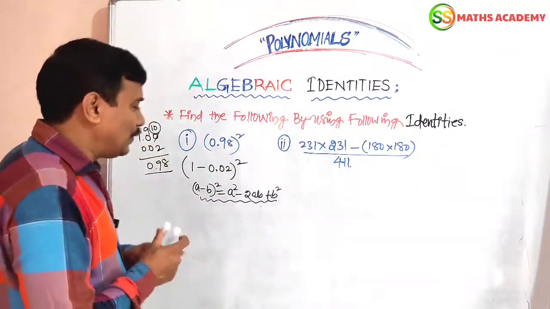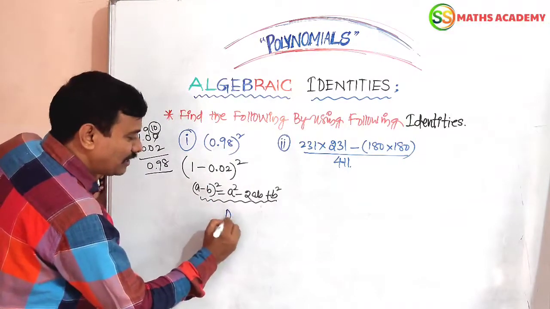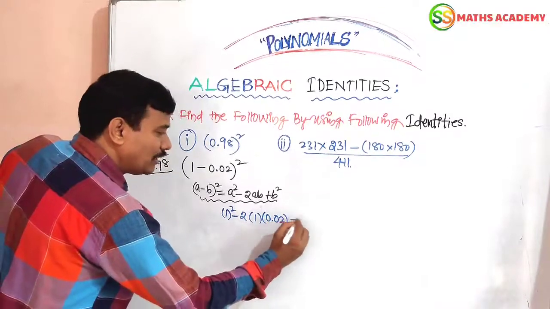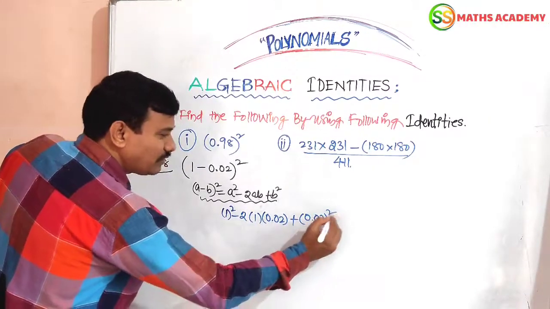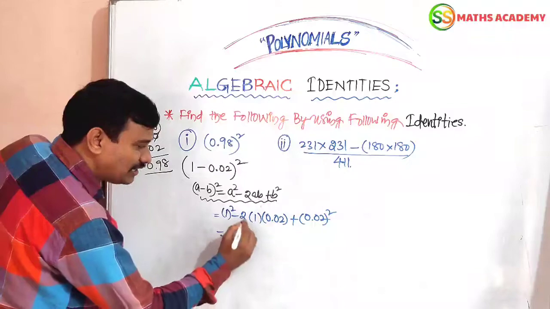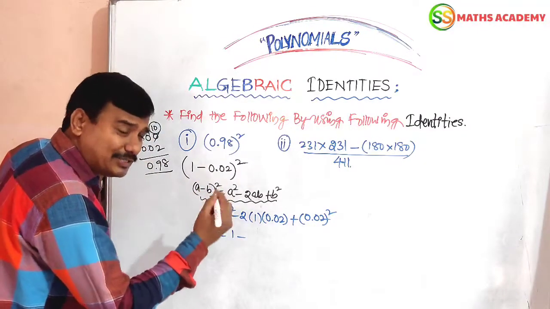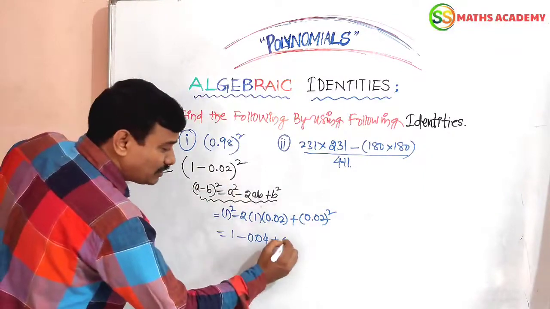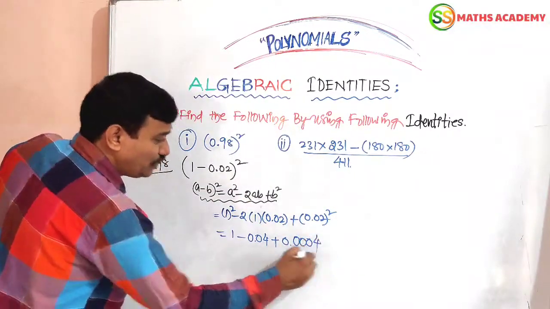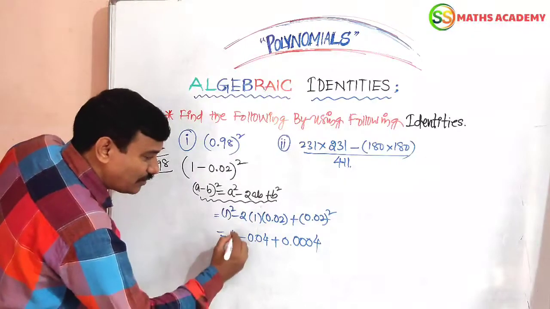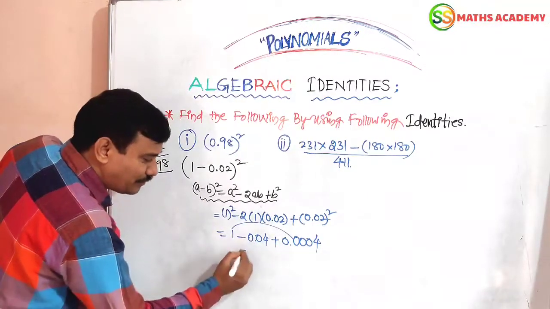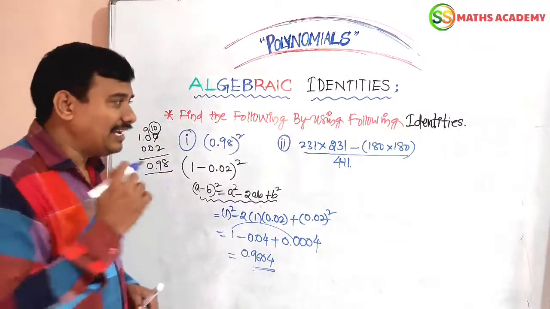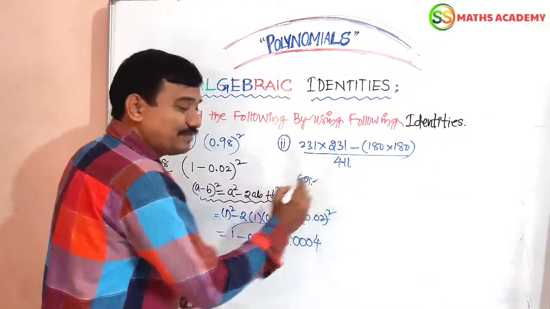Now here a is 1, b is 0.02. So a square is 1 square, which is 1. Minus 2ab, that is 2 into 0.02, nothing but 0.04. Plus b square, 0.02 whole square, nothing but 0.0004. You know multiplication. Now sum of these two and subtract, we get 0.9604. Simple.